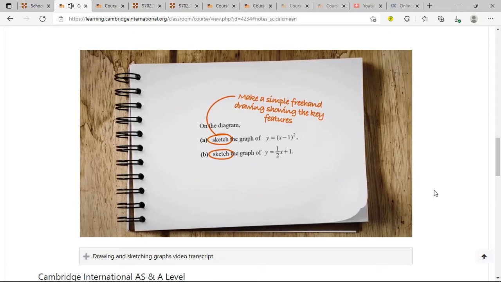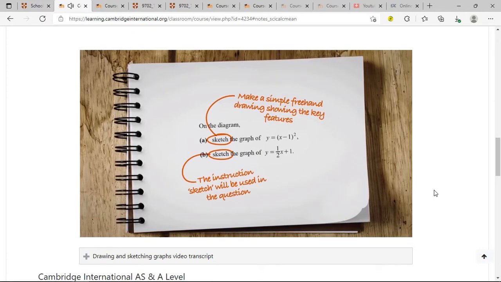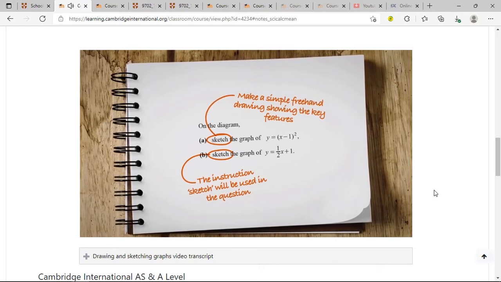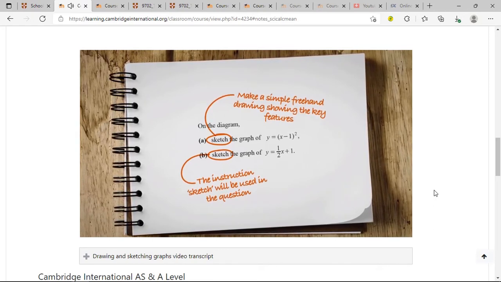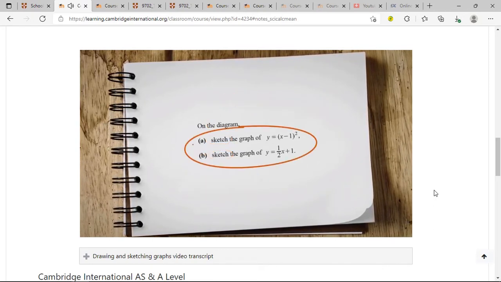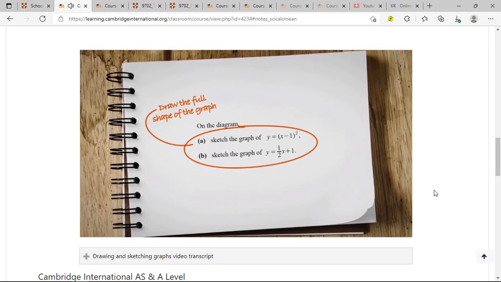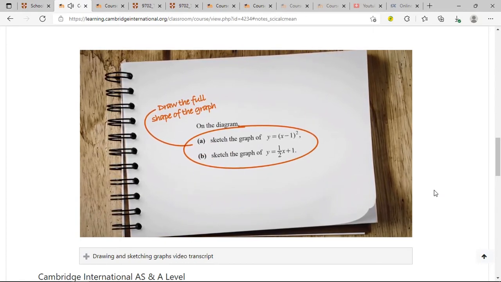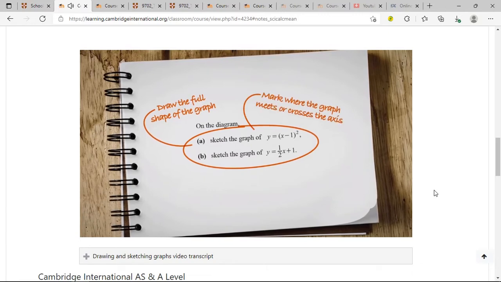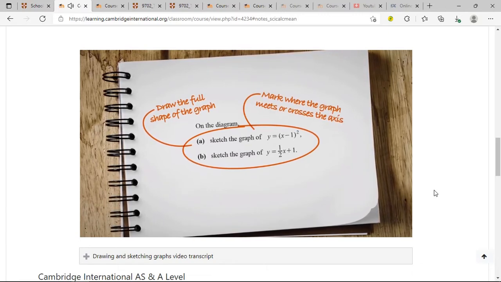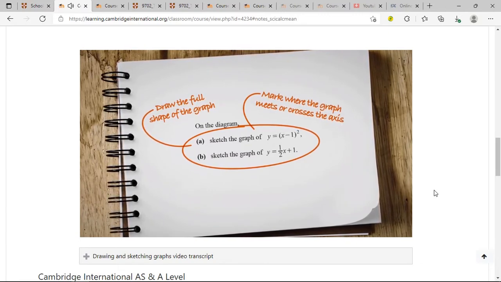When you need to make a sketch, the instruction sketch will be used in the question, and you're not always given the set of x values that you should use. In this case, you should draw the full shape of the graph so that all the key features can be seen, and usually mark the coordinates of any points where the graph meets or crosses the x-axis and the y-axis.